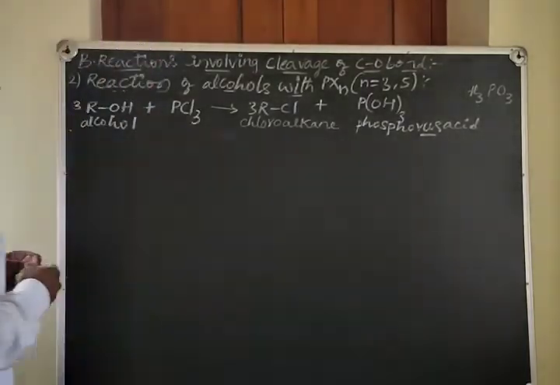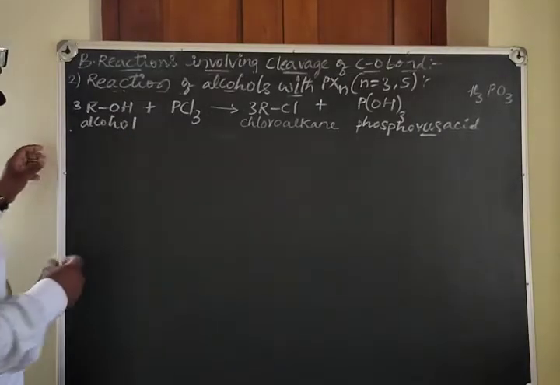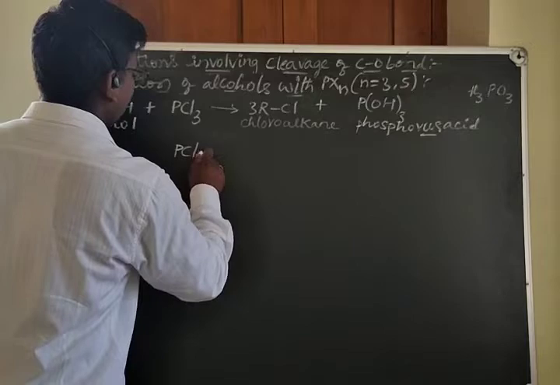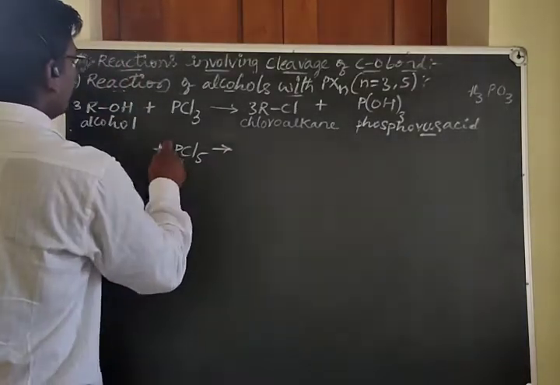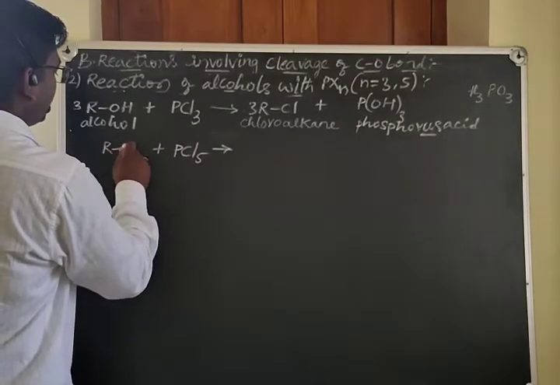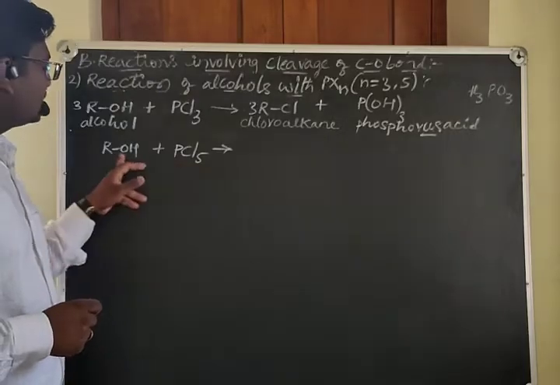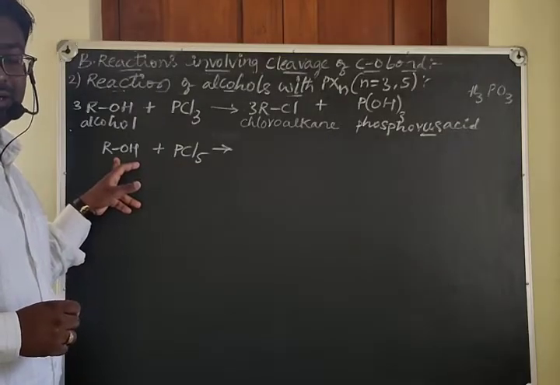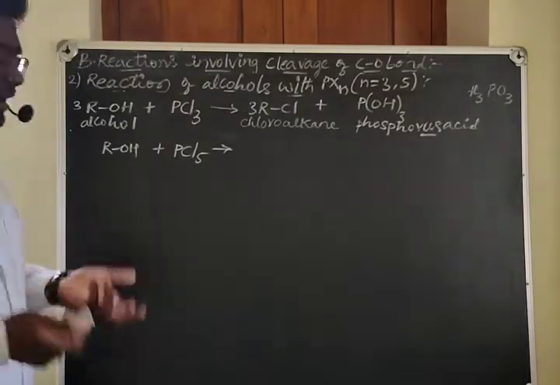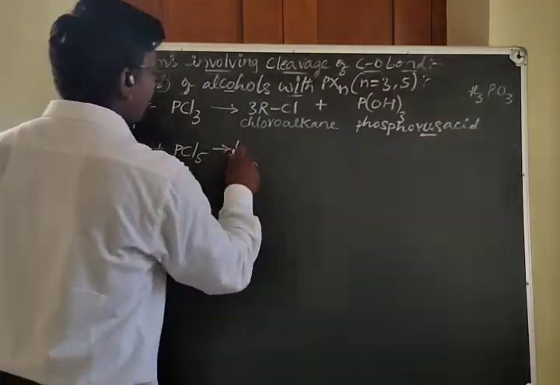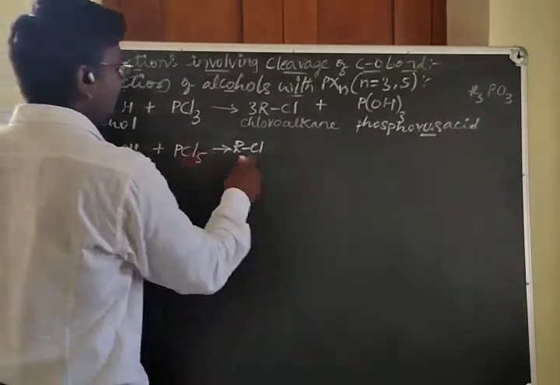Yes. When you take phosphorus pentachloride, then what is the reaction with the alcohol? For example, you are taking the alcohol ROH. Here PCl5 reacts with 1 mole of the alcohol, and let's see what the products are. Undoubtedly, it will form RCl, that is a chloroalkane, plus it will form HCl.